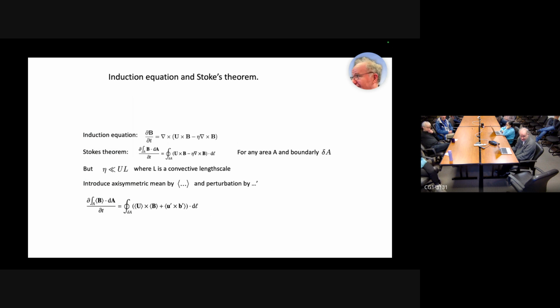The framework I use is, of course, the induction equation. I will use Stokes theorem a few times in this talk. Stokes theorem converts the induction equation into a line integral. If you integrate the induction equation over some area, it turns it into a line integral. I'm going to assume the molecular diffusivity is small, and use the usual symbols for axisymmetric mean and perturbations to that mean.